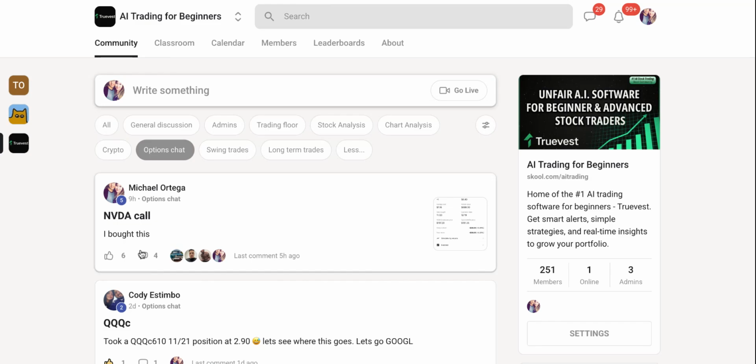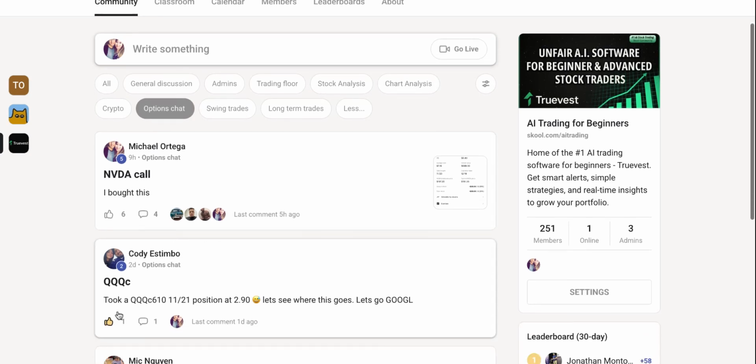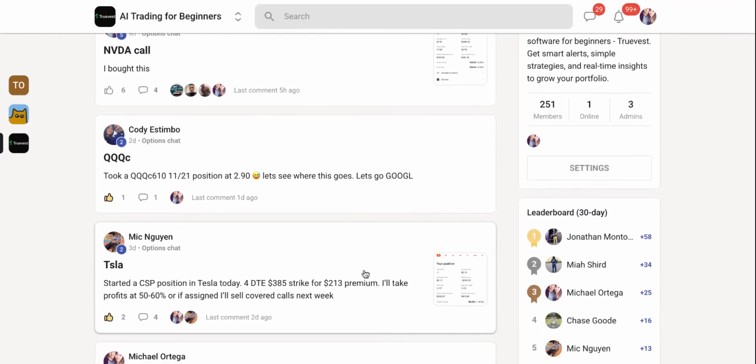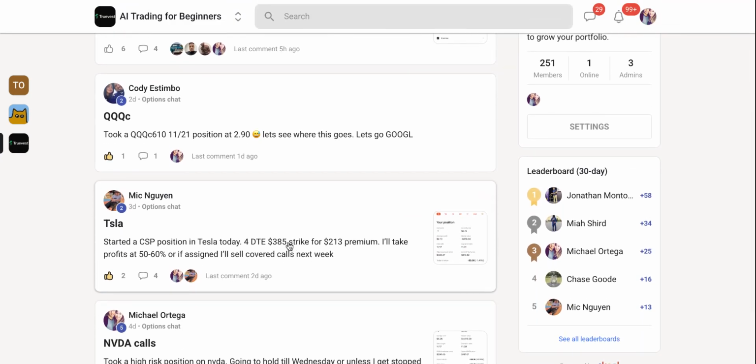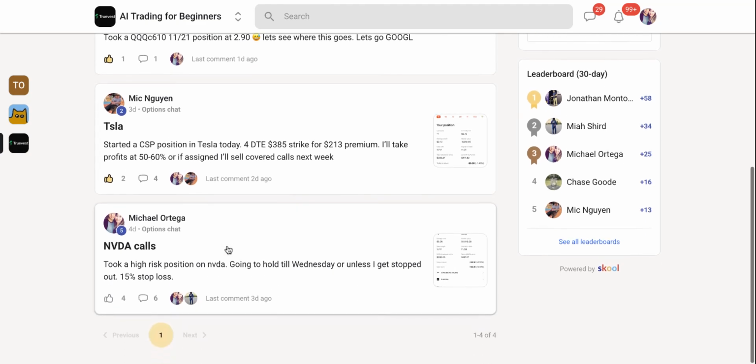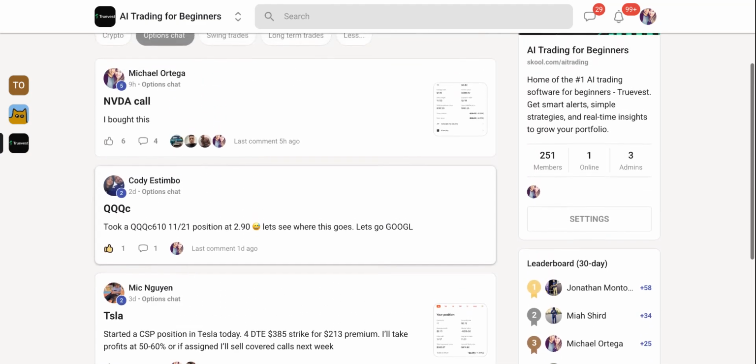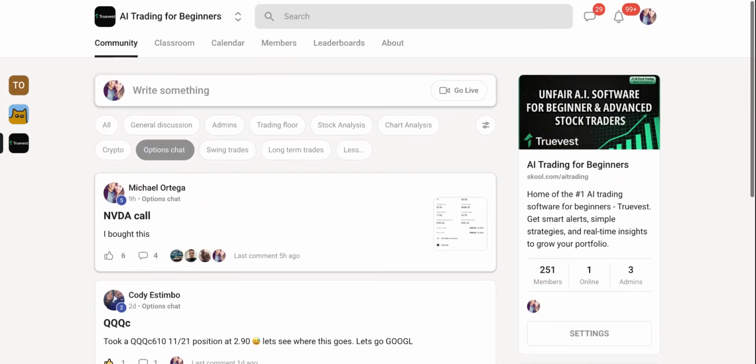So this is where we're going to, you see the call option right there. This guy put a QQQ call, Tesla, this guy did a call or something like that. So this is where I'm going to put all of my options trading. And if you're in this course right now and you're a newbie, you're going to learn how to trade options. But for the people that already do, this is where I'm going to be putting that.